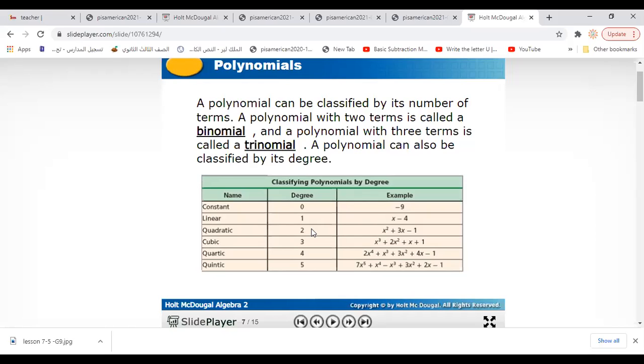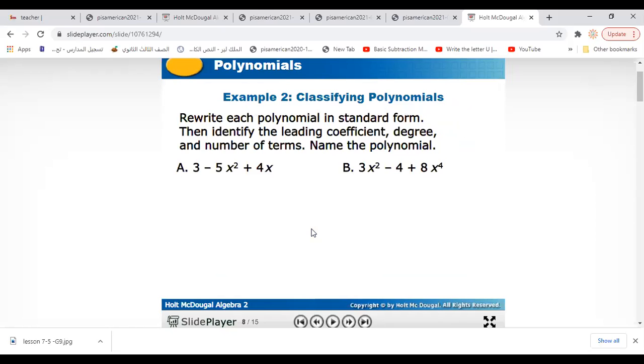The third is cubic, and then the fourth quadratic, and then the fifth, quintic. Wait. First, the fourth is quartic. It's not quadratic. Quadratic means 2. Okay? Quadratic, yes. And the fifth degree is quintic. So this is for the 5th degree. Thank you. Let's move to the next part.